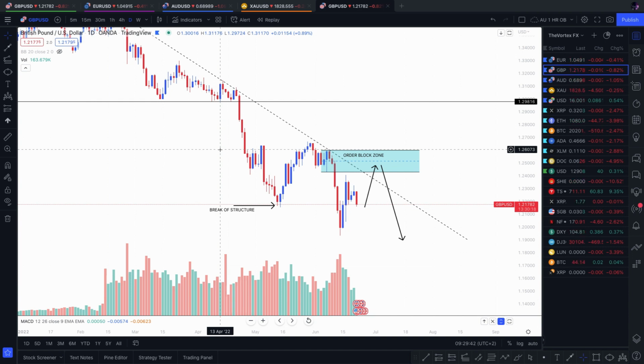I am the Vortex Trader, and today we are having a look at GBP USD on the daily time frame. We have an order block zone that looks pretty interesting.